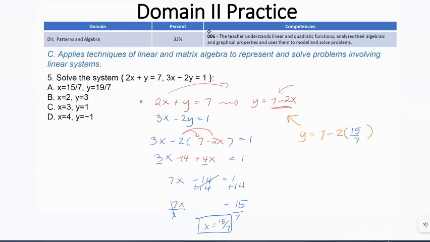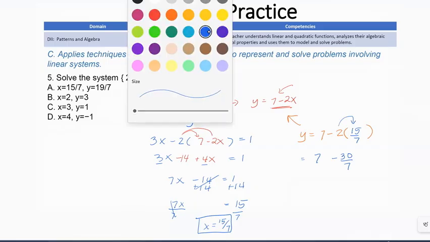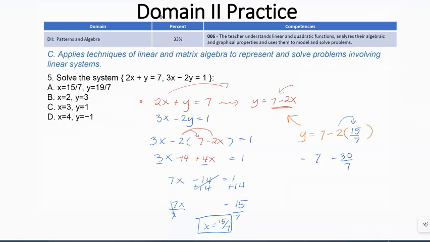So what I'm going to do is multiply. Negative 2 times 15, that's negative 30 over 7. And then I have 7 here. Now, rules of fractions: I cannot add them if they have different denominators. So I need to have the same denominator. My denominator here is 7, so I need to multiply the 7 by 7 over 7.